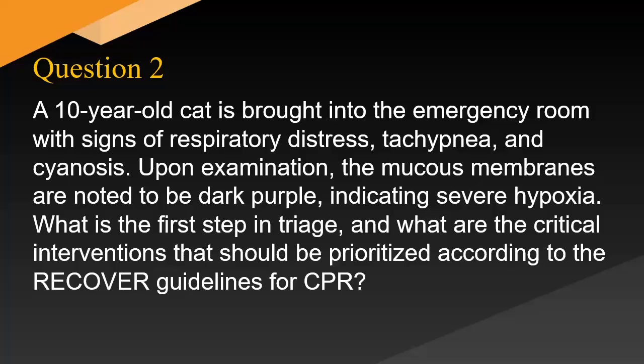A 10-year-old cat is brought into the emergency room with signs of respiratory distress, tachypnea, and cyanosis. Upon examination, the mucous membranes are noted to be dark purple, indicating severe hypoxia. What is the first step in triage, and what are the critical interventions that should be prioritized according to the RECOVER guidelines for CPR? Answer.